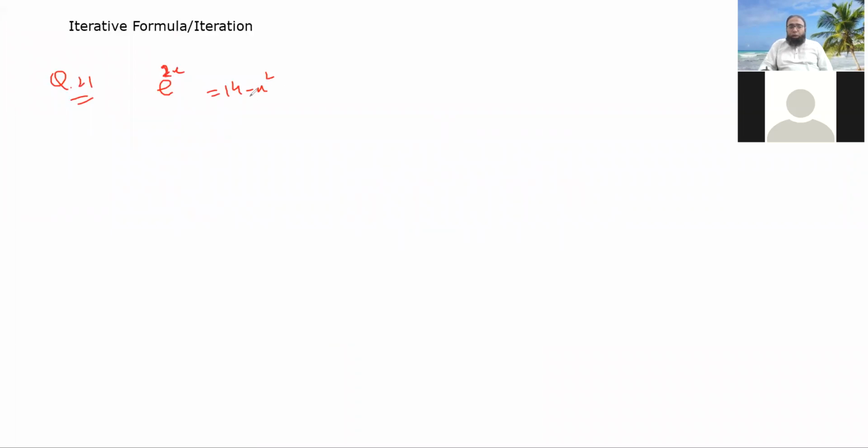Now, something that I'm going to tell you right now is not a part of your syllabus. If you are in FSc, then you have to learn that. Now what is that iterative formula? We basically make x the subject of this equation. There can be many ways of making x the subject, so I'm not going to go into the detail of that.